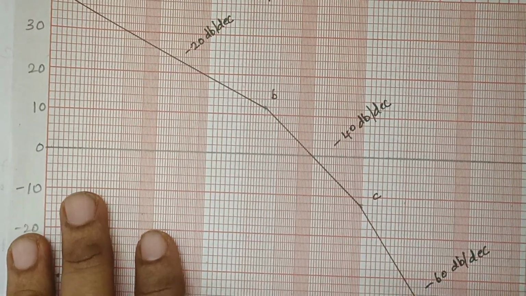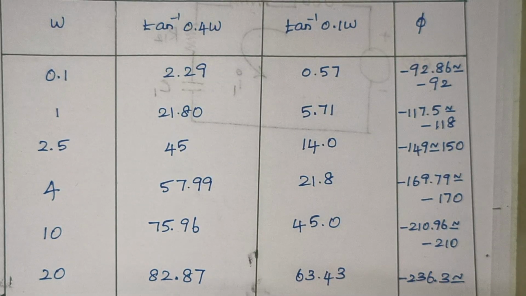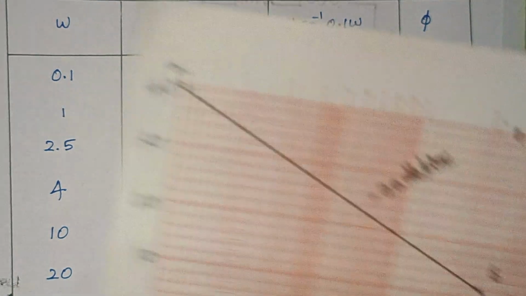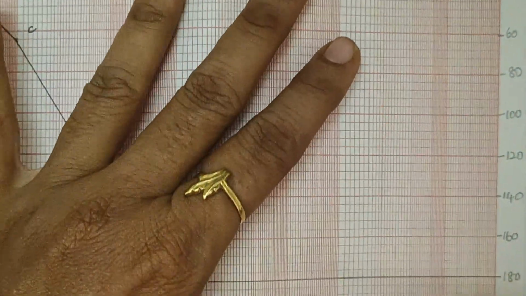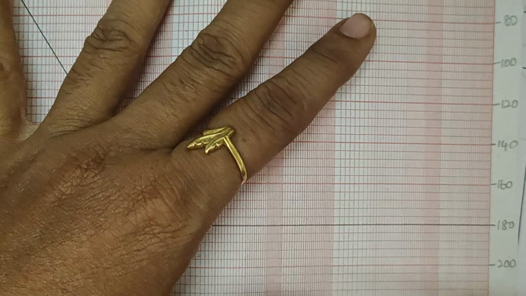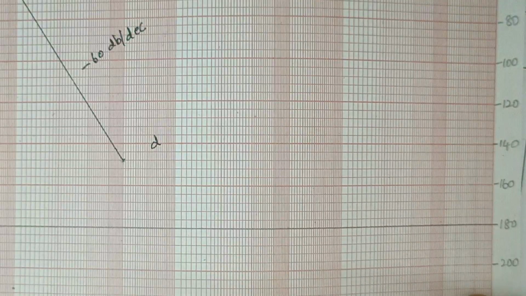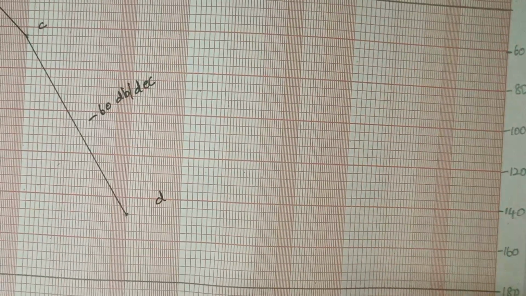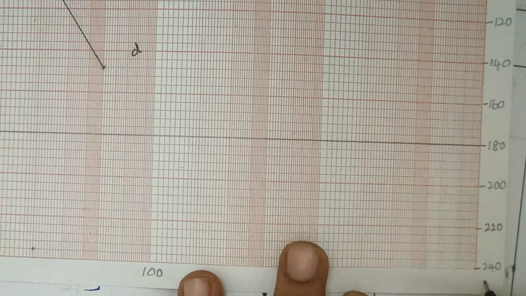Then the next step is we are going to plot the phase plot. So this is the table of our phase plot, and now we are going to mark it on a semi-log sheet. So you see, we have to select the values, that is phase angles, depending upon the values we got from our table 2. So accordingly, you see, I had started from minus 60 and I had drawn till minus 240.